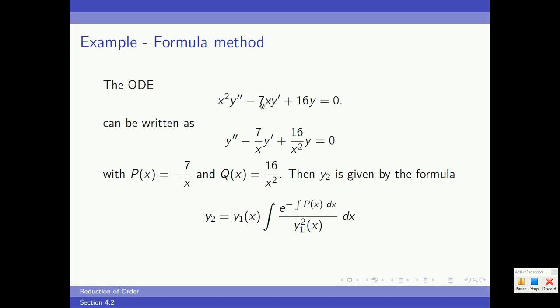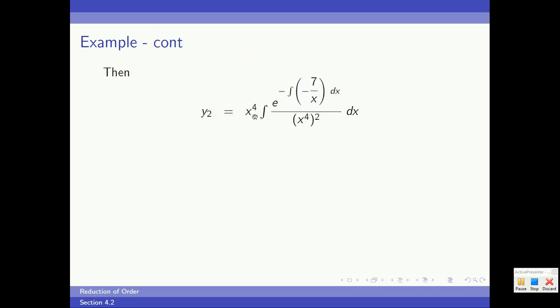When we divide by x squared, we're going to have a negative 7 over x here and a 16 over x squared here. So our p of x is negative 7 over x and our q of x is 16 over x squared. We use our formula for y2. So here we plug in, this is our p of x. This is the thing we're going to integrate first.